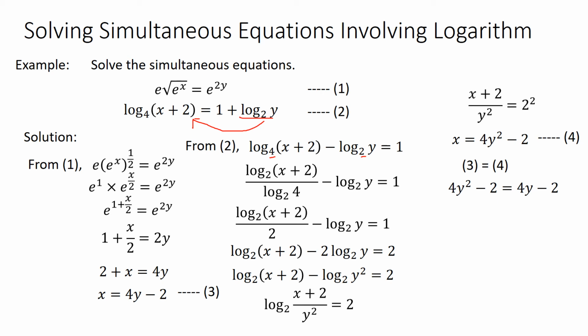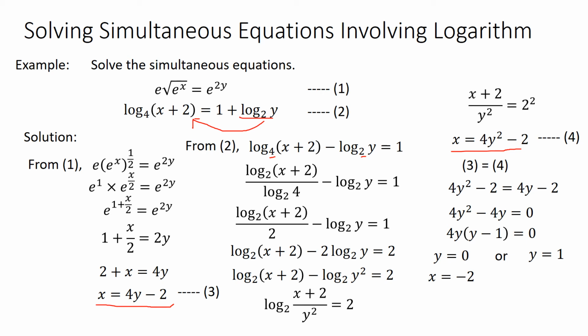So the third equation is here, x equals 4y minus 2, and the fourth equation is here, x equals 4y squared minus 2. They are only in terms of y. Now we can solve this equation, and we get y equals 0 or y equals 1. If y equals 0, then x equals negative 2. If y equals 1, then x equals 2. So this is the solution for this simultaneous equation.